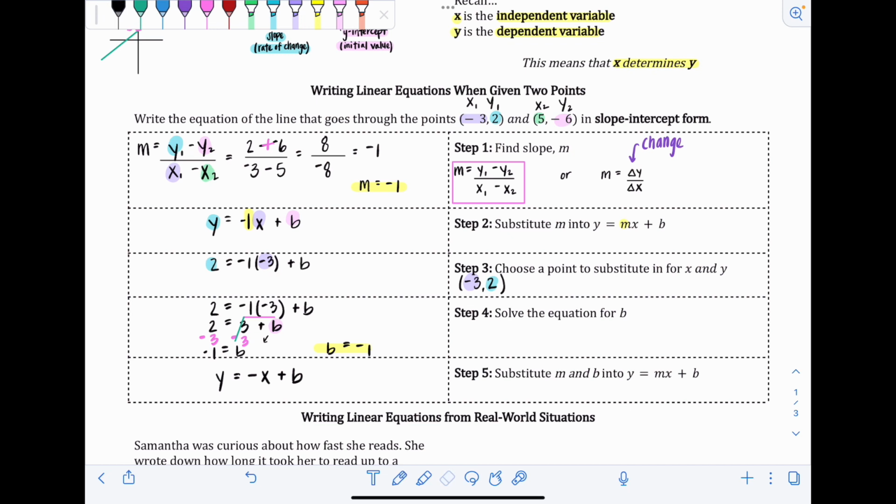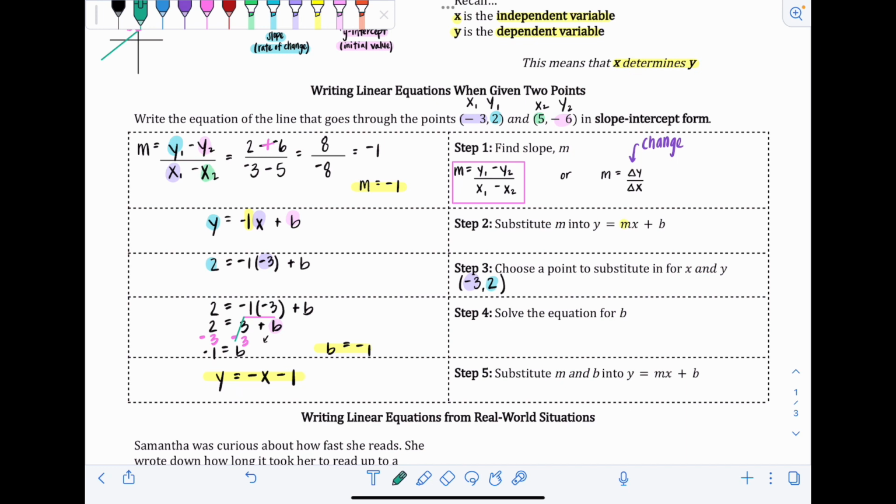And then b was also -1. So if I were to put a -1 right here, that looks kind of funky because it's like plus -1. So anytime b is negative, instead of plus negative, you just write it as minus that number. So y equals -x minus 1. That's a line with a slope of -1 and a y-intercept of -1 as well.